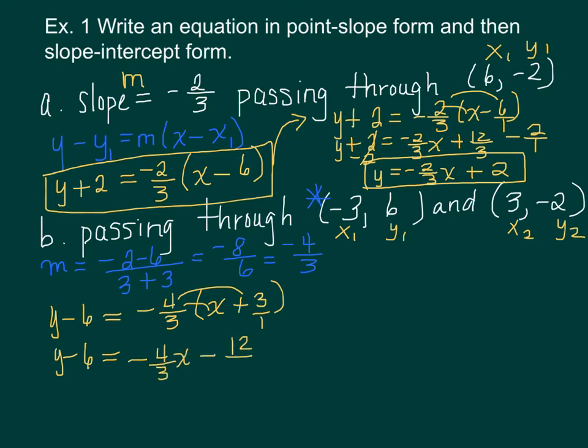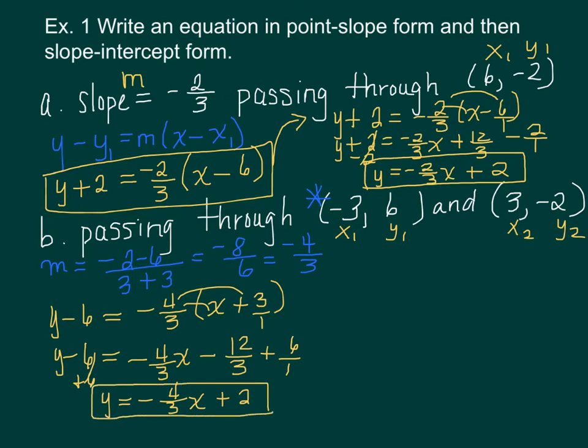That's minus 12/3. 12/3 is 4. So you're going to add 6 to both sides. So you got -4 plus 6 is 2. And if you want to get a common denominator, you can. And that's your slope intercept. You have point slope, slope intercept.